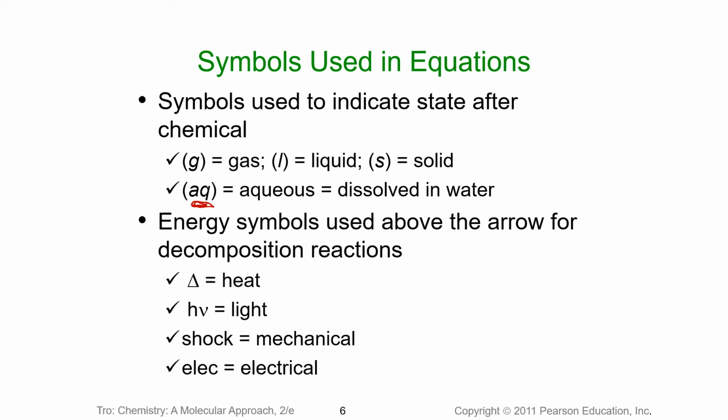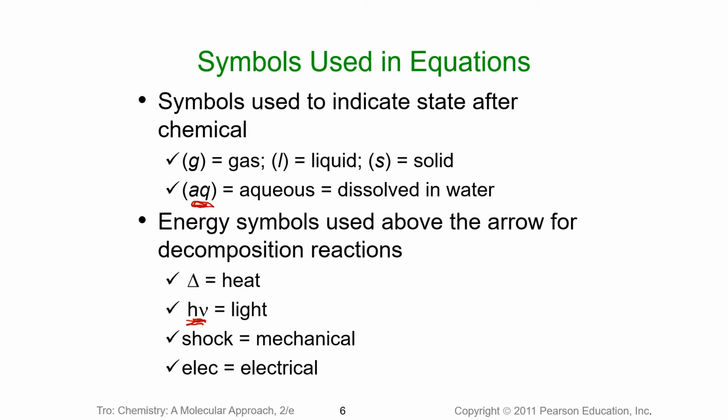Many of our chemical reactions happen in water. We also can have energy symbols, and those are found above the arrow for our chemical reactions, and they give us information about the chemical change that needs to happen or needs to be present in order for the reaction to happen. So one of those, a delta, means that we have to heat our reaction up.